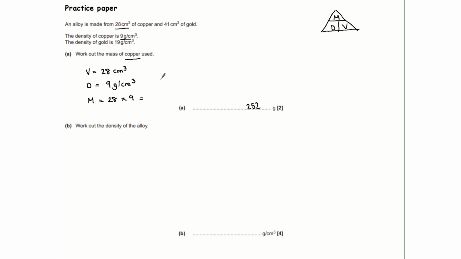The next question is asking me to work out the density of the alloy. So to do that, if we recall, density equals mass divided by volume. So I know that the density is equal to mass over volume. Now I know what volume I have of both, but I don't know what mass I have of both. So before I do anything else, I'm just going to lay out the information I have. So with respect to copper, I've got the volume, which is 28, I've got the density, which is 9, and now I also have its mass, which is 252 grams. I'm just going to go back and make sure I've got the correct units.